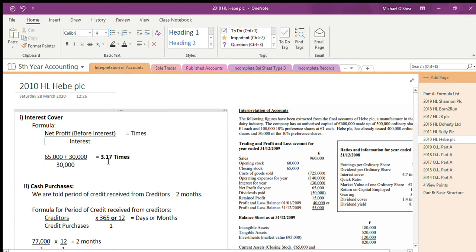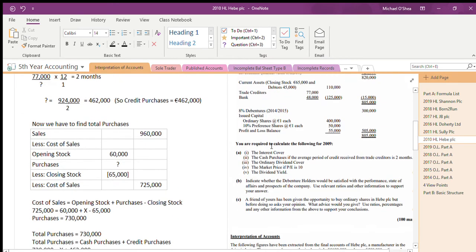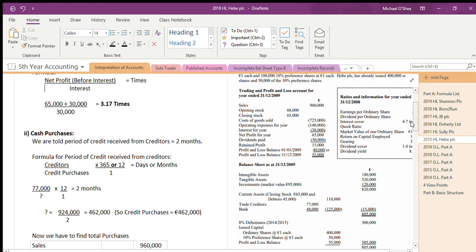out at 3.17 times. My cash purchases, well, I'm told to find cash purchases if the period of credit received from trade creditors is 2 months. My period of credit received from creditors is going to be this formula here. So I know the answer to that is going to be equal to 2 months. So if I put everything in, I have my creditors at 77,000 seen here, multiplying by 12 over 1 because my answer is in months, and it's equal to 2.